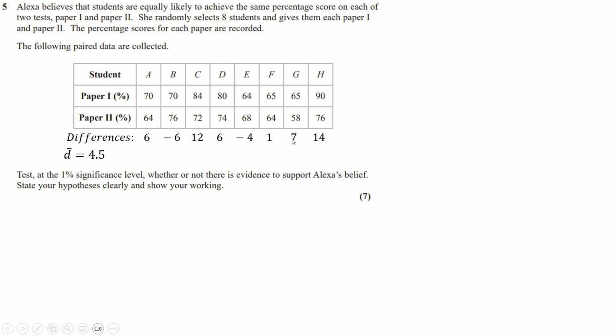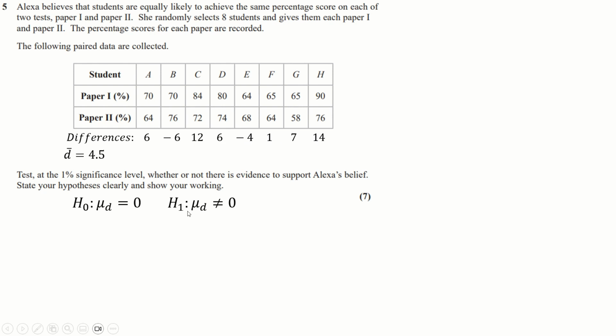So add those all up and divide by, is it 8 of these? Yep, 8. Cool. You can write down your hypotheses, right? H naught says that the mean of D should be 0, because if these tests were equal difficulty, you'd expect some of these to be a bit above 0 and a bit below, but you'd expect the mean of the difference to be 0 if they were of the same difficulty. And if they're not the same difficulty, then you'd expect it not to be 0.